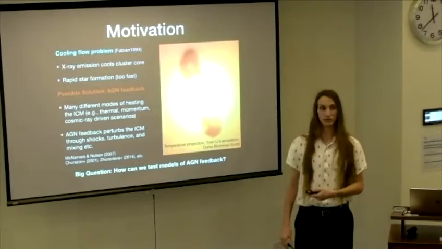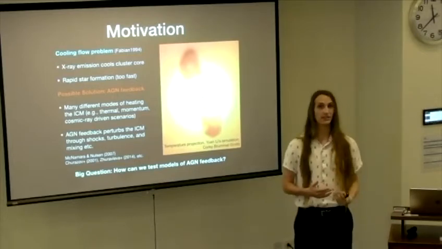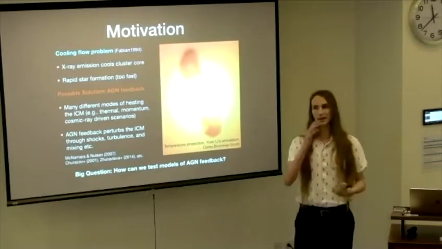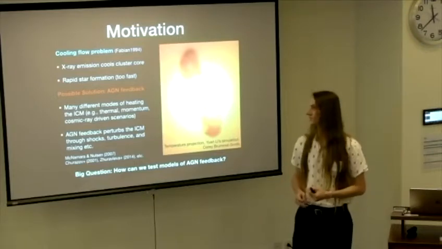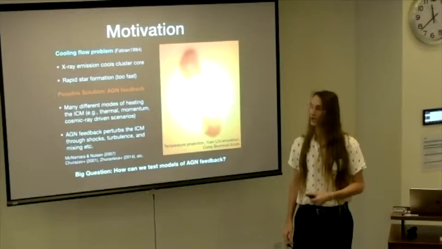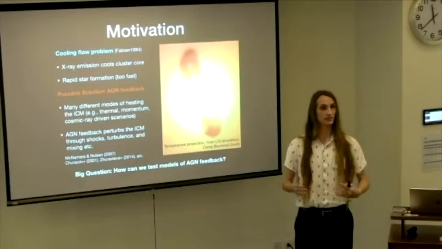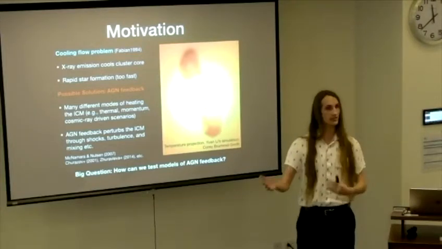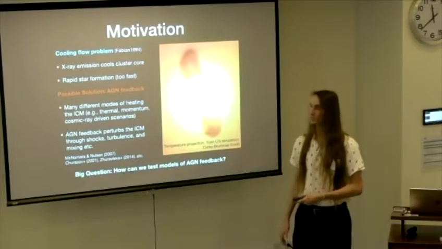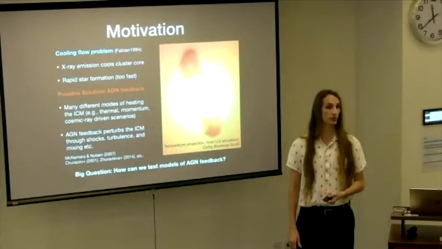One possible solution to this problem is AGN feedback. So there's lots of different ways that the AGN can heat up the environment. There's different mechanisms for which the AGN can put energy back into the ICM. So you could have thermal, momentum, cosmic ray driven scenarios. And the effect of all this is it really perturbs the environment. It can generate shocks and turbulence and mix the hot and cold gas. And it's been shown by numerous authors that this can be effective at offsetting this cooling flow problem.